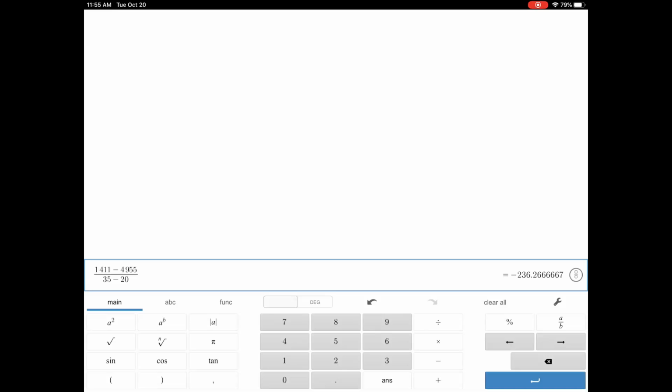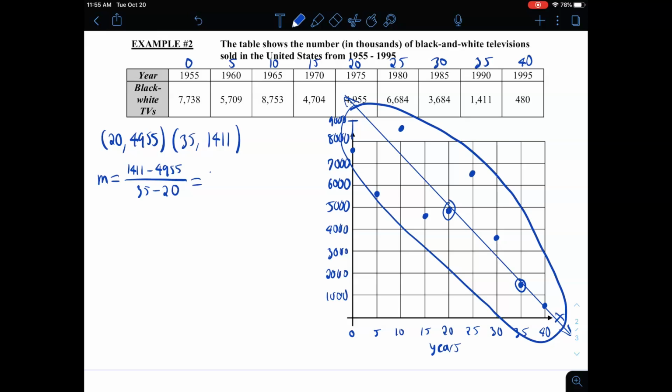Now we got our answer over here, which is negative 236.27. But we're going to click the boxes. That's going to give us our exact answer, which is negative 3,544 over 15. That's going to be our slope. So that's the slope we're going to use. Okay, that is the exact answer. It will reduce the fraction for you and come up with the exact answer that we want, which is more accurate than rounding of any kind.